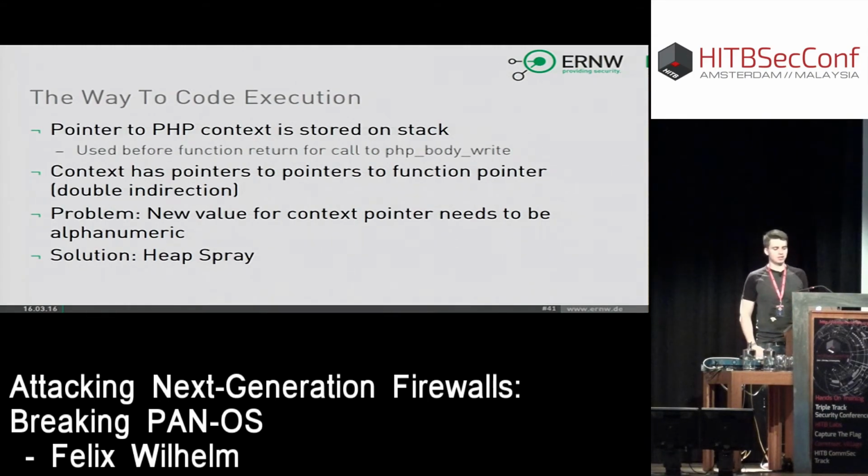The problem with this is that we can't simply point this context pointer to any address we know. Instead, it needs to be an alphanumeric address. So the only solution to actually point the context pointer into a value we control is performing a heap spray. So we can allocate at a known address that's alphanumeric and then point to that location.